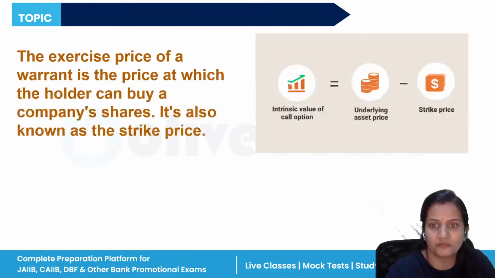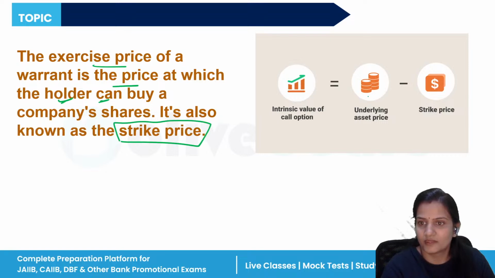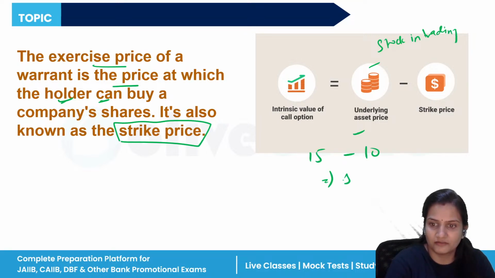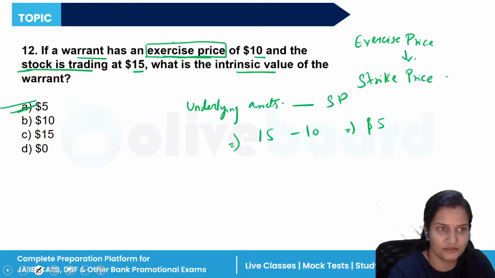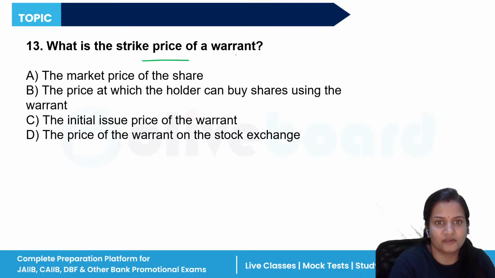If you want to see the formula, here is the formula. The exercise price is the price at which the holder can buy the shares of the company. It is also known as strike price. The underlying asset price, or the stock in trading, minus strike price. Clear? So 15 minus 10, that is 5. Clear? Easy question. Now, what is the strike price of a warrant?